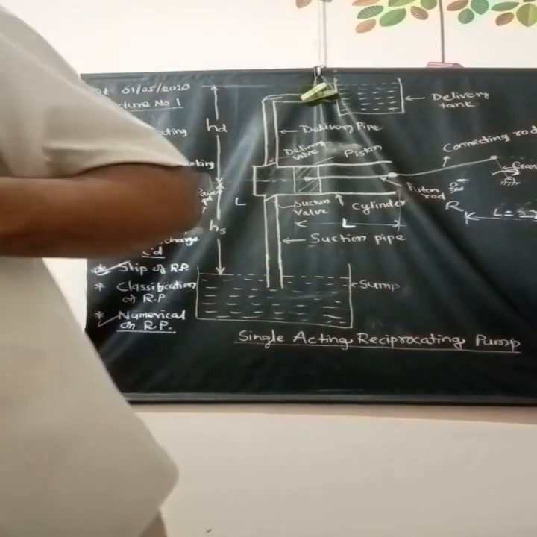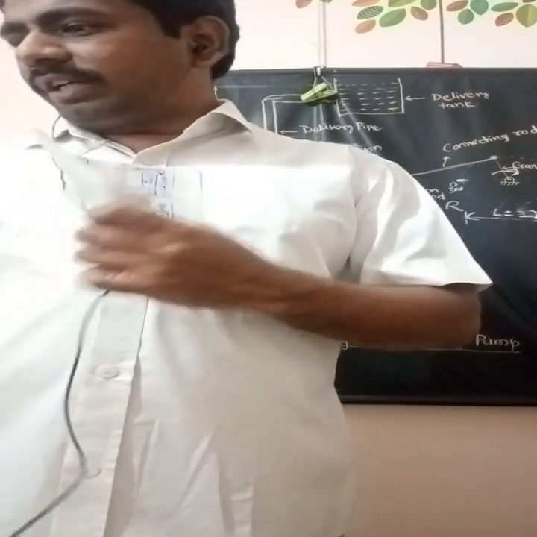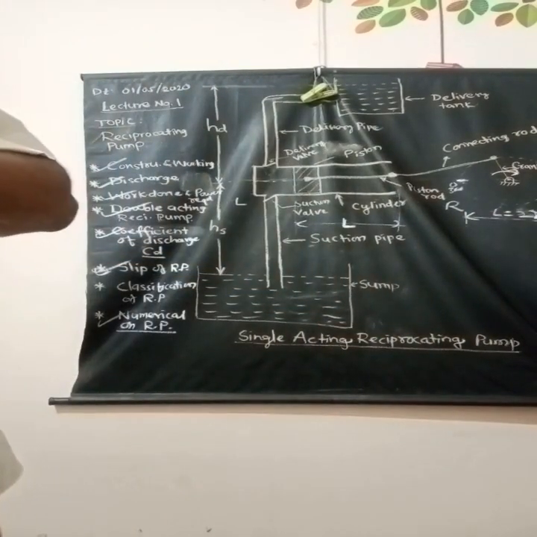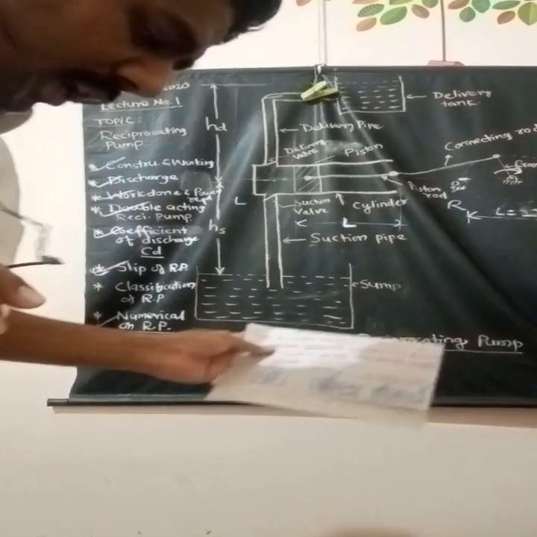Now we'll go for one simple numerical based on this topic. The numerical is that there is a single acting reciprocating pump running at 30 rpm.